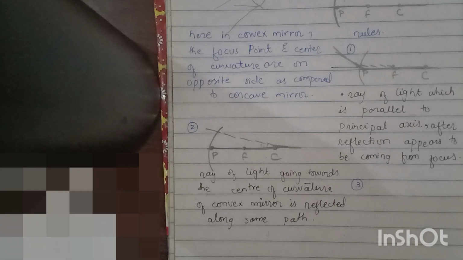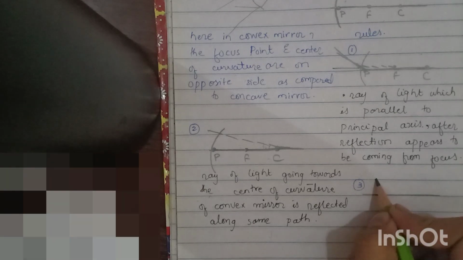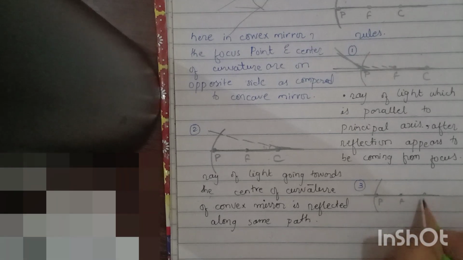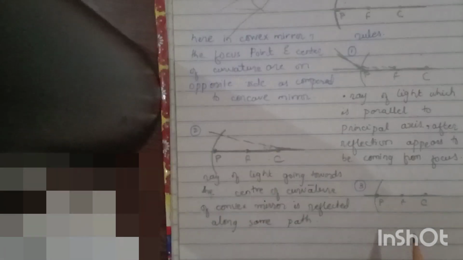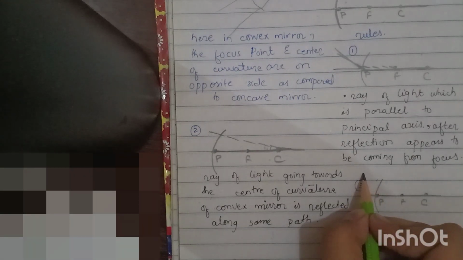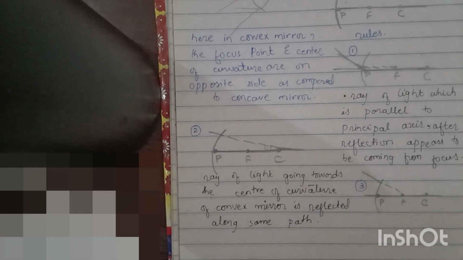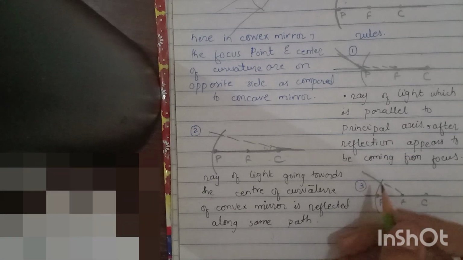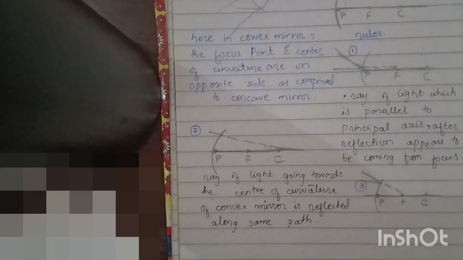Here is the third rule. This is the mirror, principal axis, focal length, center of curvature. So the third rule says the ray of light going toward the focus, like here is the ray of light that is going toward the focus, right? It becomes parallel to the principal axis. Like here it is going, this is the imaginary line and this is the actual line. So here it becomes parallel to the principal axis. Like here this is the principal axis and here it becomes parallel to it, right?